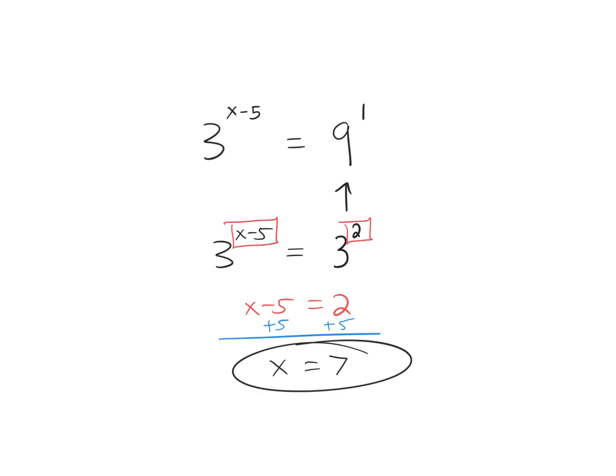That means in order for this to be true, I would have to put a 7 in there. So let's do a quick check. 3 to the 7 minus 5 equals 9 to the first. So that means 3 to the second equals 9 to the first. 9 equals 9. It checks.